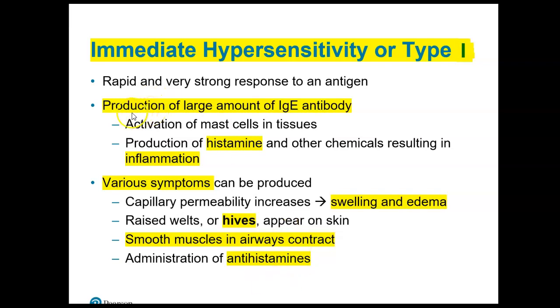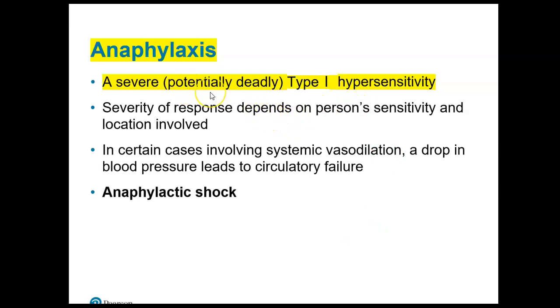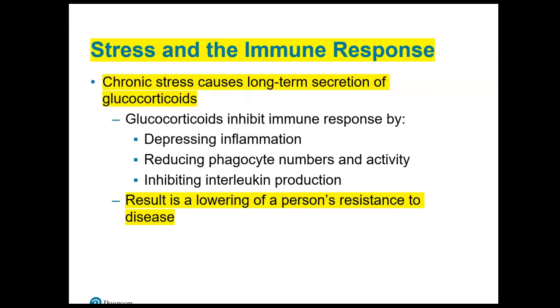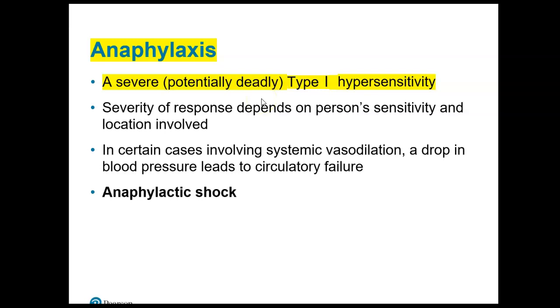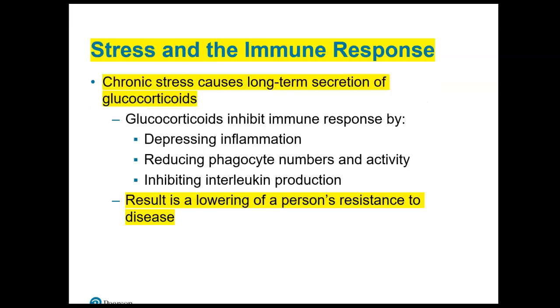For the type 1 immediate hypersensitivity, the person will produce large amounts of IgE, and that will cause them to produce histamine, and they will have the signs of inflammation, which can cause various symptoms: swelling, hives, constricting of your airways. Antihistamines can work. But if it is a severe type 1, then the person can go into anaphylactic shock without being treated quickly. Nut allergies can be really bad, and also bee and wasp stings. Different people have different triggers, but anaphylactic shock can be very, very dangerous.